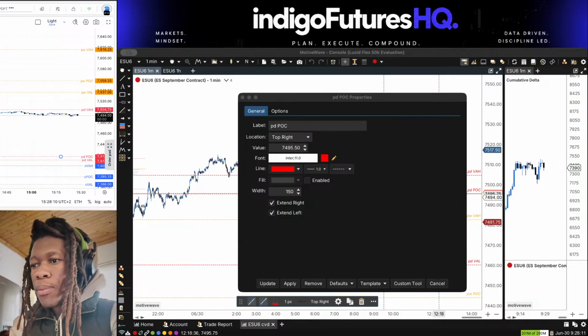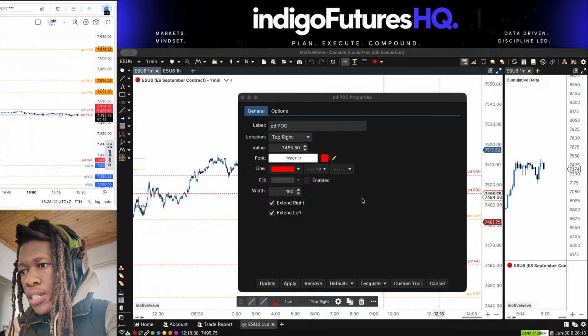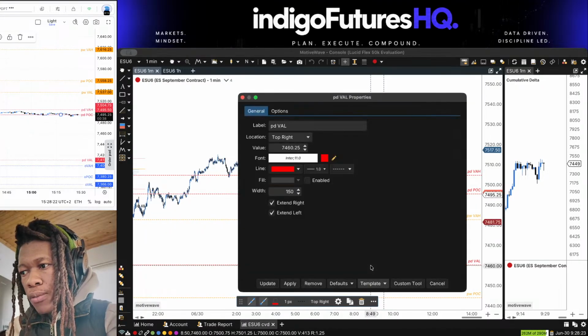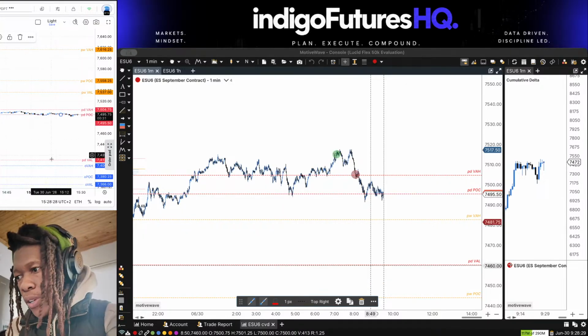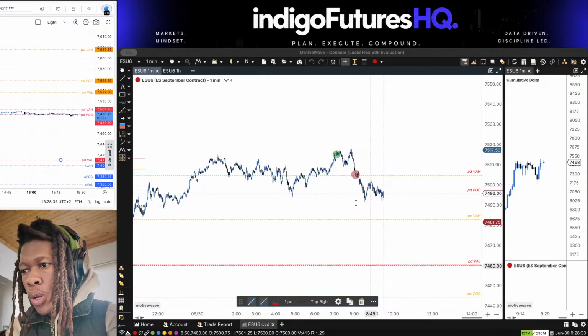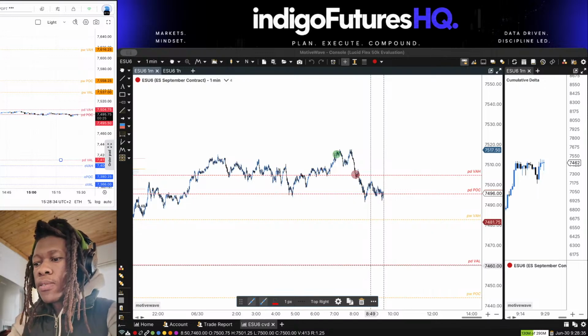The cool thing about this is that I don't need to rush and draw out my overnight value areas and all of that stuff, because it is being marked out for us right now. 462.5, previous day value area low. I wonder what type of day we're gonna have today, man.